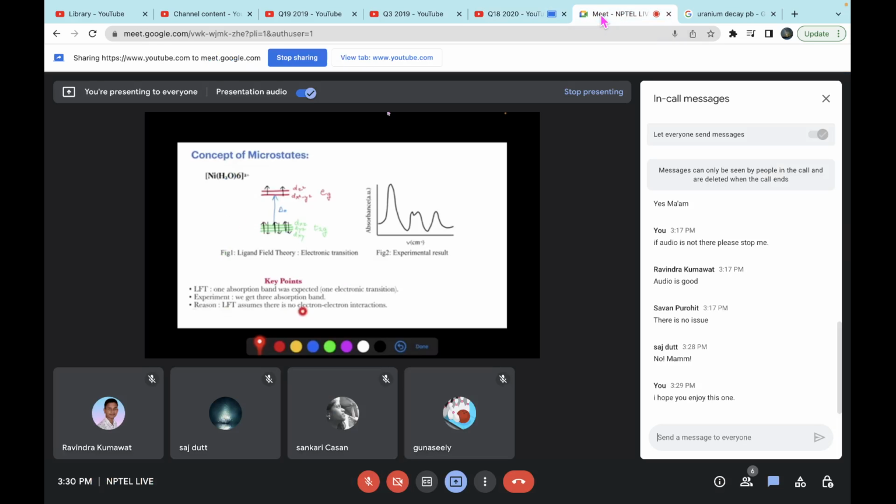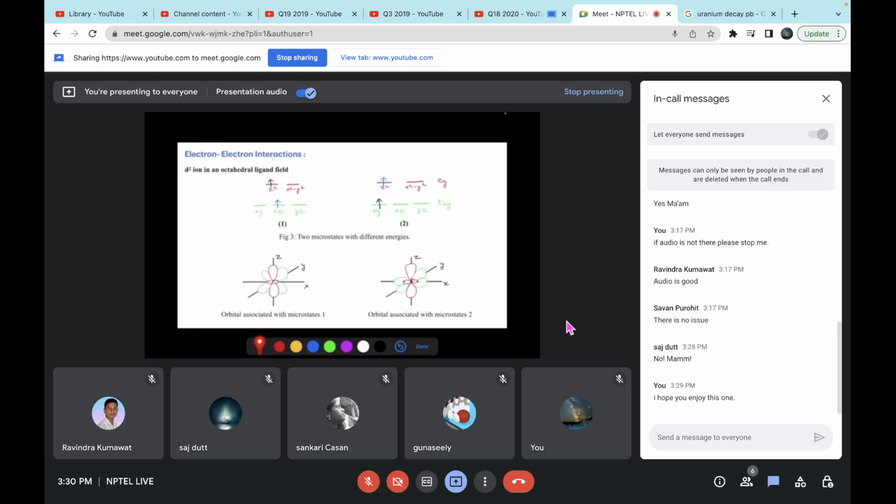The reason behind this is that LFT assumes that there is no electron-electron interaction. However, this cannot be possible, as the electrons in d orbitals have repulsive interaction, and hence it affects the overall energy. So what happens when the electrons interact?